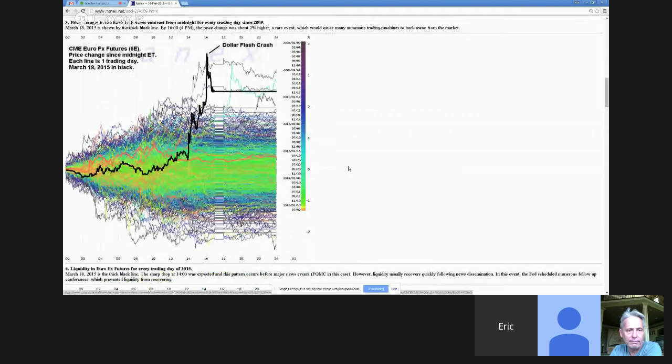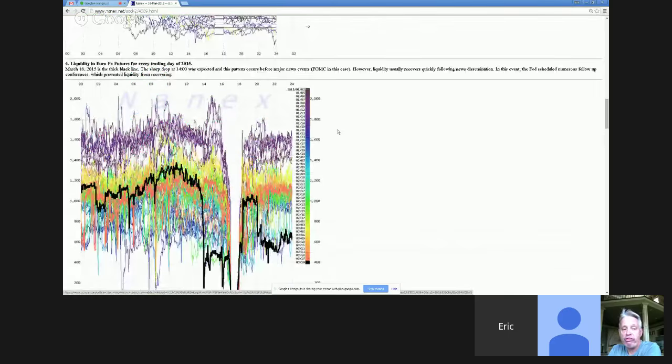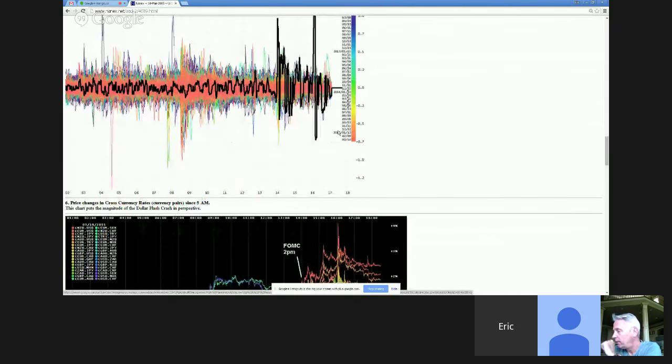So here, if we go back all the way to 2009, this is all the price changes from midnight in Euro futures, and the black is the day of the dollar flash crash. When it got to that point, it would have actually gone another 50% higher if CME's new stop logic wasn't in place. I think I have a chart of that.